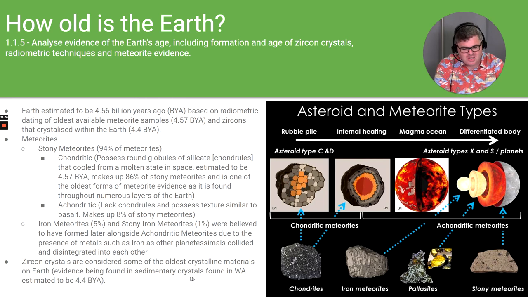Evidence being found in sedimentary crystals found in WA, estimated to be 4.4 billion years old. Zircon crystals are in fact a lovely color. However, they're believed to have small portions of uranium in them.